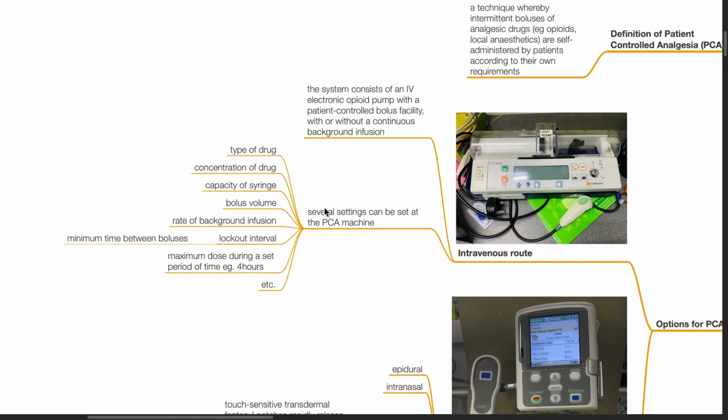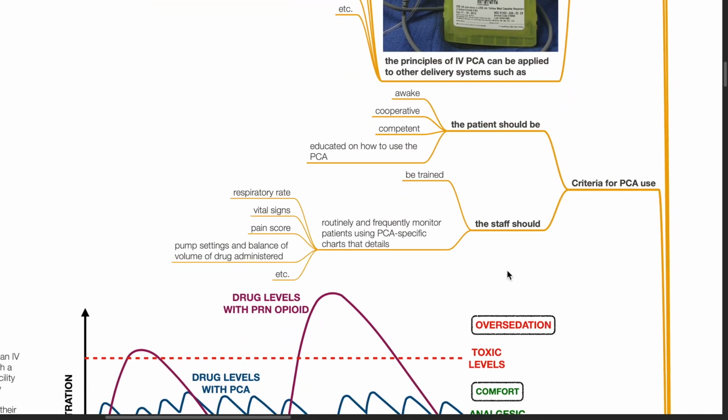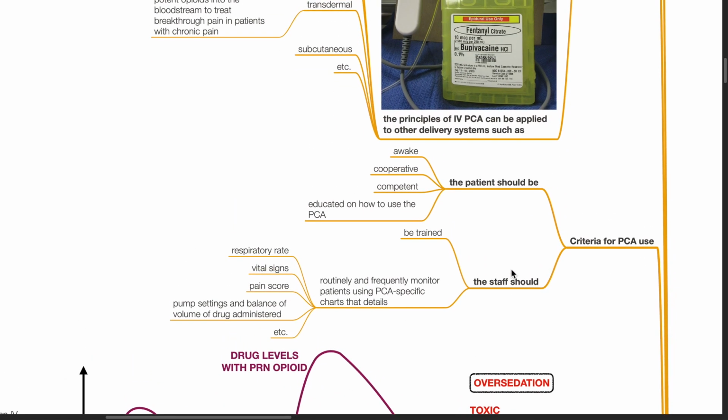Several settings can be set at the PCA machine, including the type of drug, concentration of drug, capacity of the syringe, bolus volume, rate of background infusion, the lockout interval, which is the minimum time between boluses, the maximum dose during a set period of time, etc. Criteria for PCA use. The patient should be awake, cooperative, competent, and educated on how to use the PCA. The staff should be trained and routinely and frequently monitor the patient using PCA-specific charts that detail respiratory rates, vital signs, pain score, pump settings, and the balance of volume of drug administered, etc.